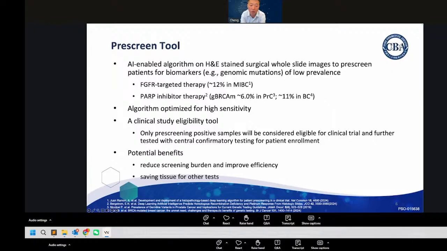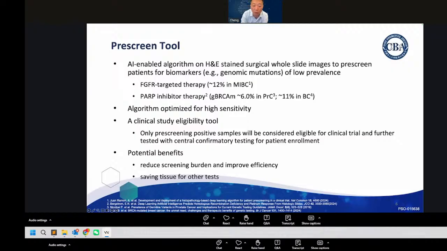Instead of sending every patient for a costly central molecular test, as a pre-screening tool, we can first run the AI on the existing slide. Only those flagged as high risk can then be sent for formal molecular screening. Low risk cases will be skipped, and then the slides and samples can be used for other purposes.